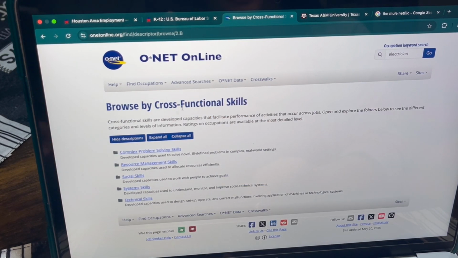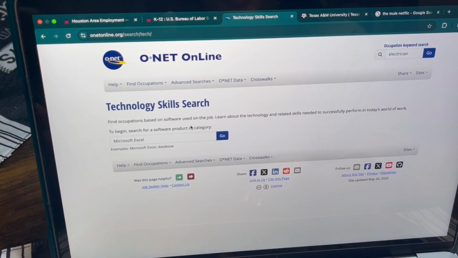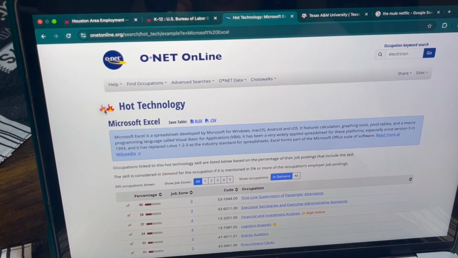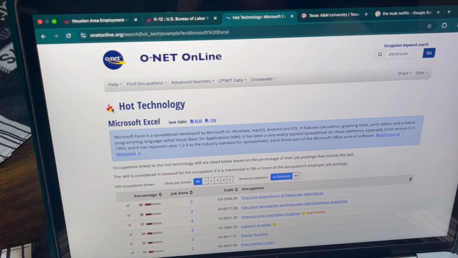And just kind of walk around it and see what you can find on here, which is really cool. Okay, let's go here and see Microsoft Excel. What is this? Find occupations based off of software used on the job. So Microsoft. Okay, it's giving hot emoji. Okay, I don't know what's going on here, but period.